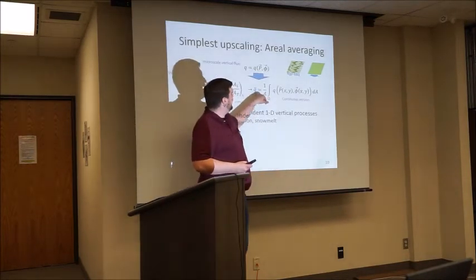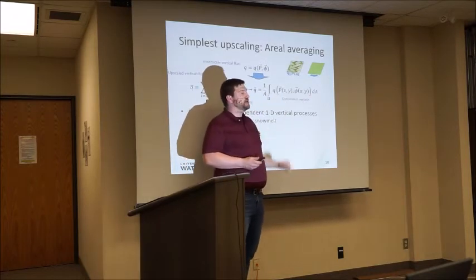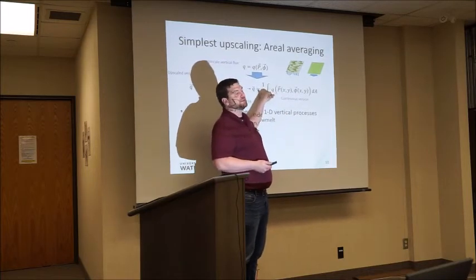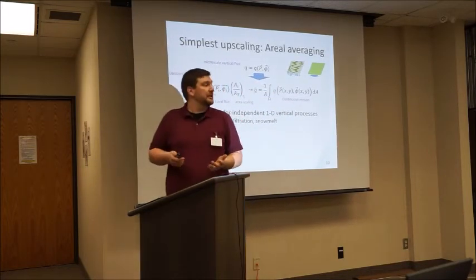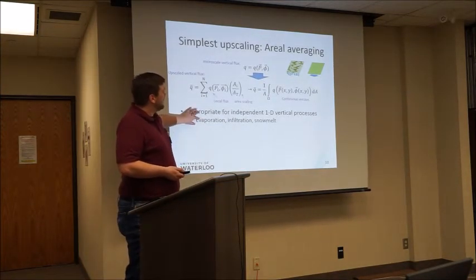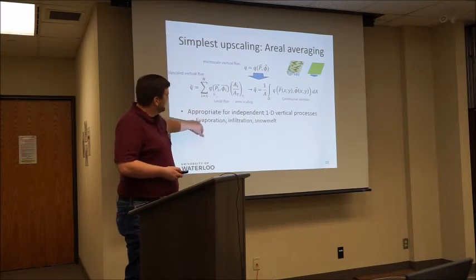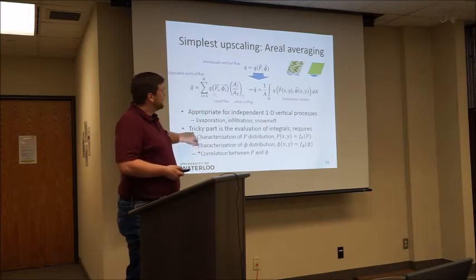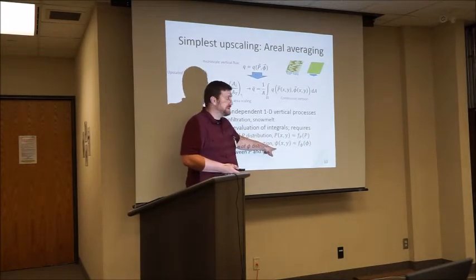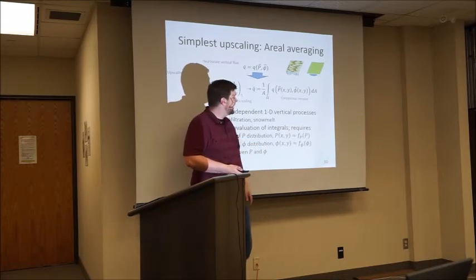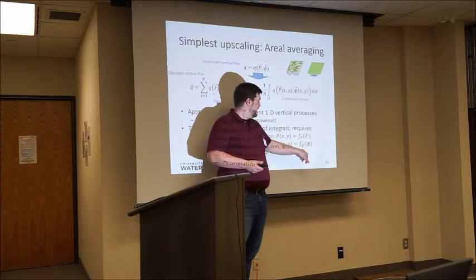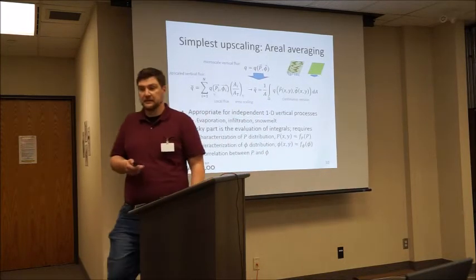So we can also treat this as equivalent to integrating over the domain. Again, not directly useful because we need to know all of the details in order to get the bulk flux. So that is really not upscaling at all. This is just averaging to get our flux. This kind of approach is useful for independent vertical processes. The tricky part is the evaluation with integrals. Generally, we need to know what the parameters are everywhere in space, what the states are everywhere in space, or we may be able to get away with describing these as a probability distribution of the parameters, probability distribution of the states.